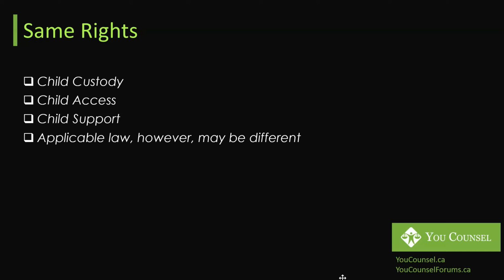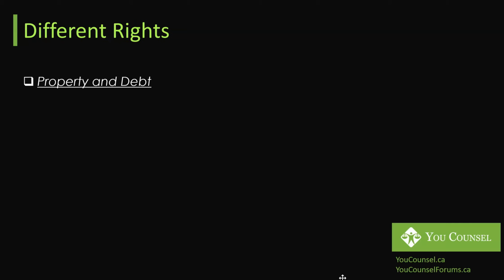Now, the applicable law with respect to custody, access, and child support may be different. A married couple has a choice between federal laws or provincial laws, but with respect to common law partners, the only law that applies to their circumstances is the provincial law, and one of our previous lectures explains that.